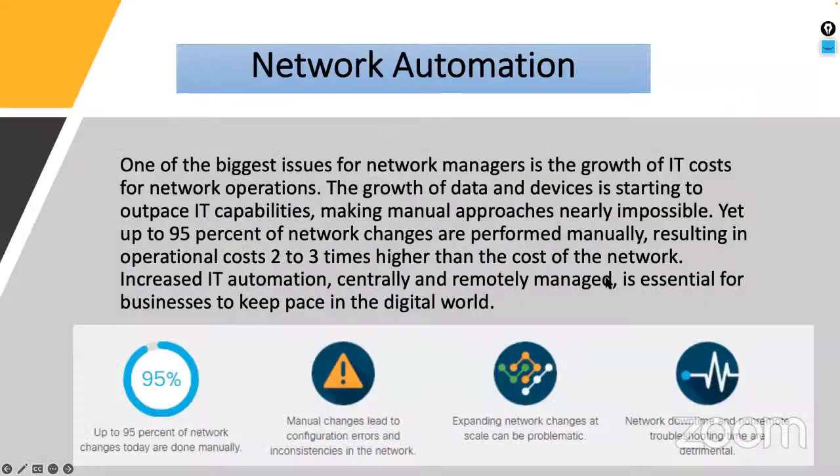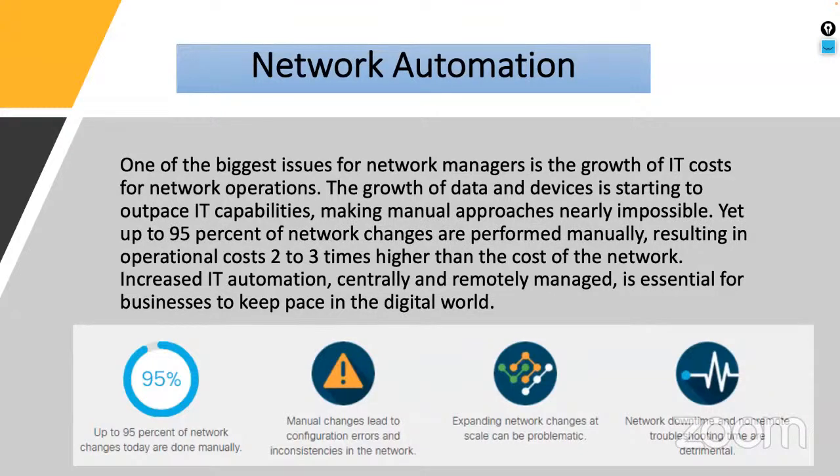Now let's move ahead. This is a slide from Cisco. Let's have a look at what Cisco says about network automation. We all know that up to 90% of network changes today are done manually. Obviously in our network industry, we are all doing network changes manually only. Right now only a few industries, including Cisco, are using automation. Manual change leads to configuration errors and inconsistency in the network.